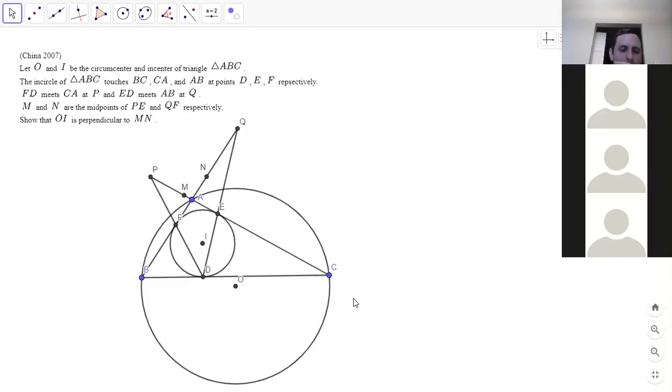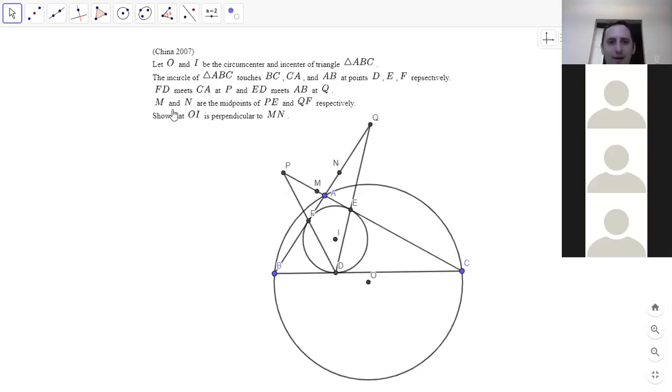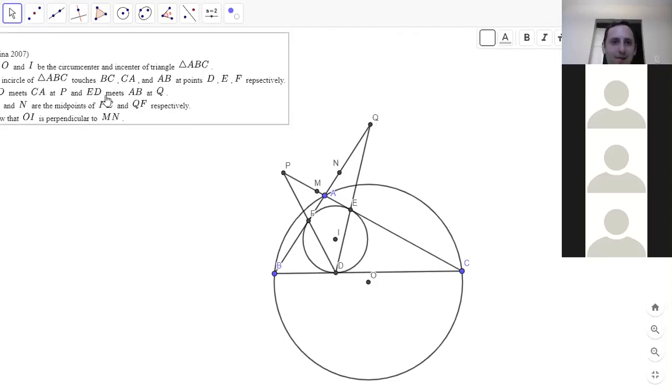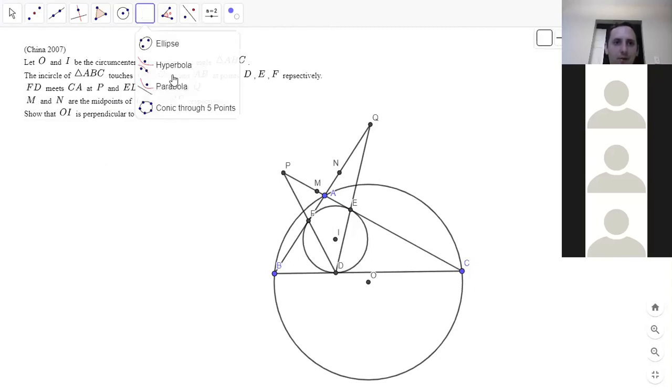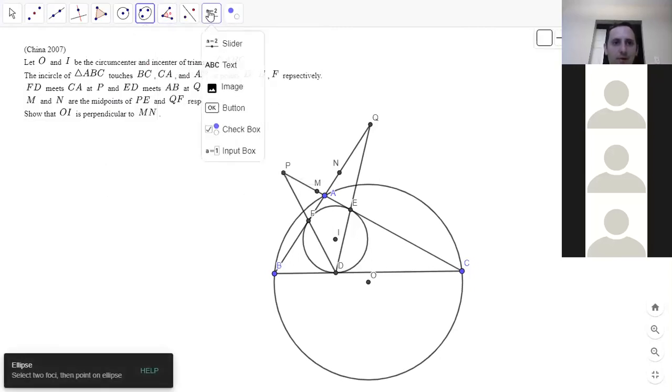Oh, because then MI squared minus MO squared... So it has the same power with respect to both the incircle and the circumcircle, so that's actually a very quick solution. Yeah. Interesting. So I like it. That's very creative. All right. So the first one took us a while, but this one we solved really quickly.